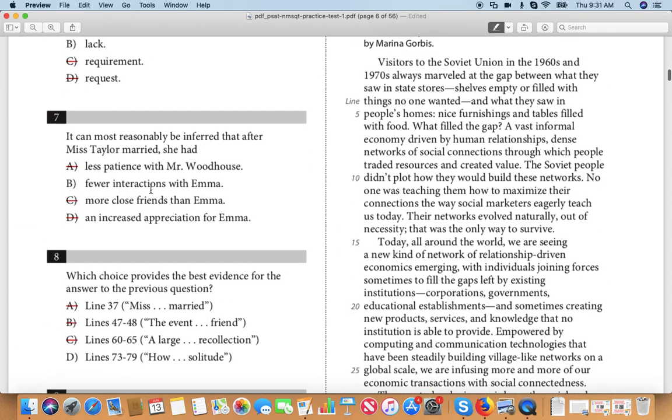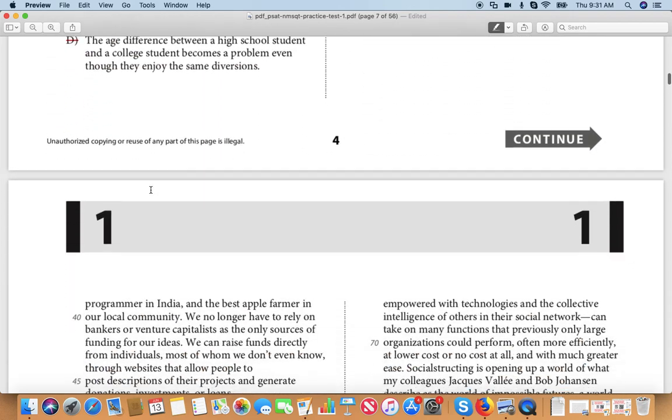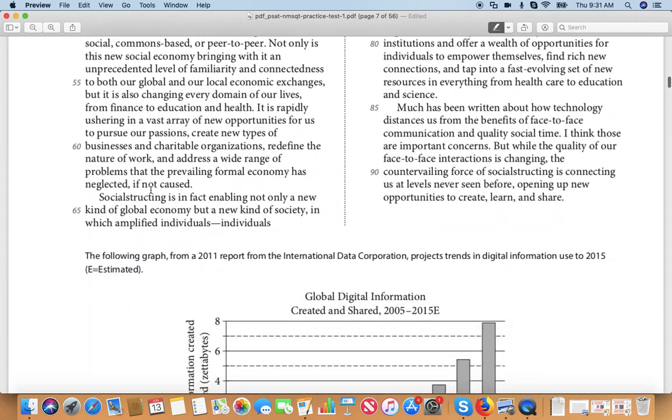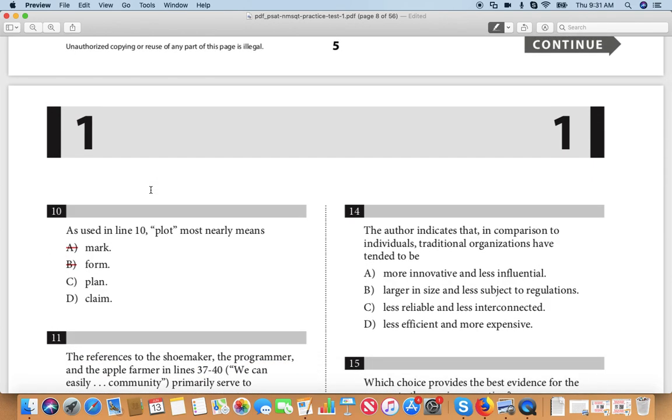We'll plug that in. Let me hear it. The Soviet people didn't plan how they would build these networks. Does that make sense? Yes. Yeah, that makes sense, especially in the context of that paragraph. Yeah, that makes perfect sense. Okay, that's a good sign. But now remember, we want to do two things. We want to confirm the right answer choice, and C sounds pretty good, but we also want to eliminate all the incorrect answer choices. So let's plug in D and confirm that it's probably C.